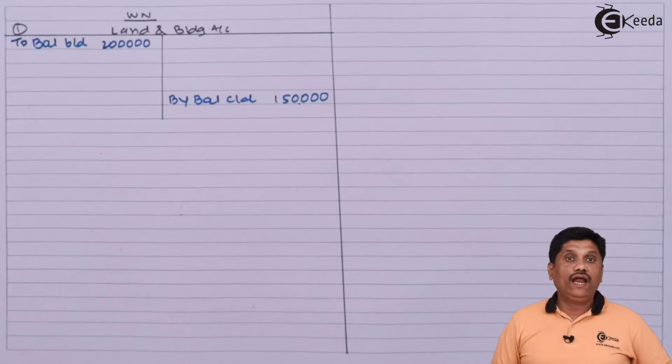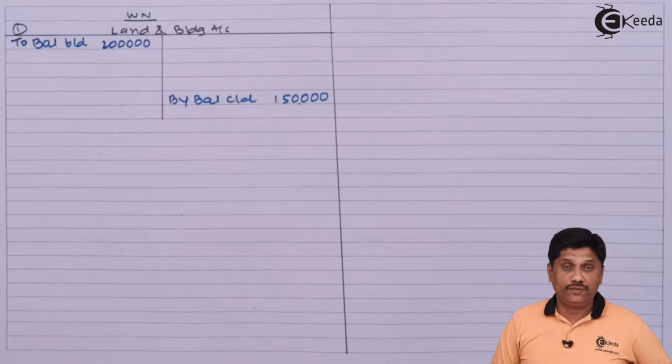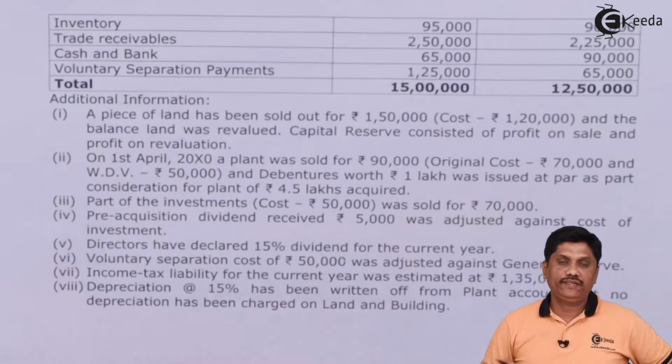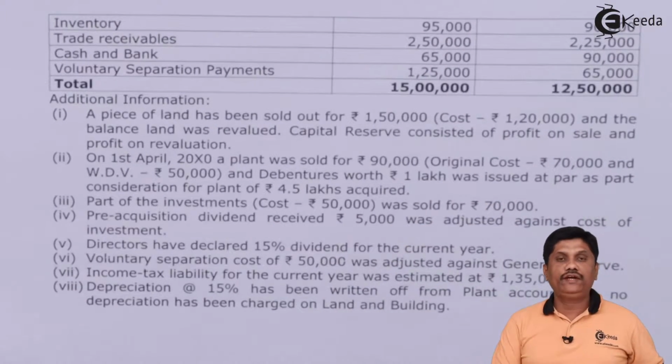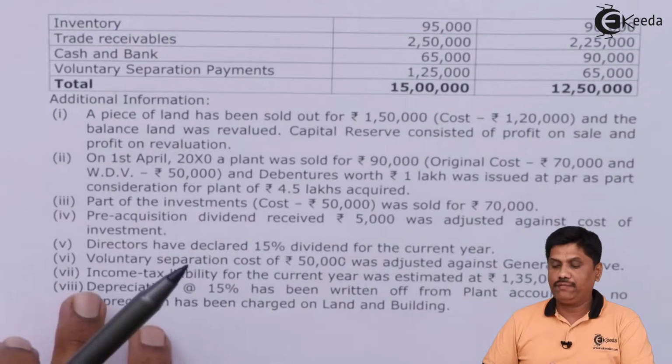Friends, I have prepared the land and building account where I have written the opening and closing balance. Now I will consider the information which was there. A piece of land has been sold for rupees 1,50,000. Whenever land is sold, what will be your entry? Your entry will be cash or bank account debit to land and building account. So I am coming over there.